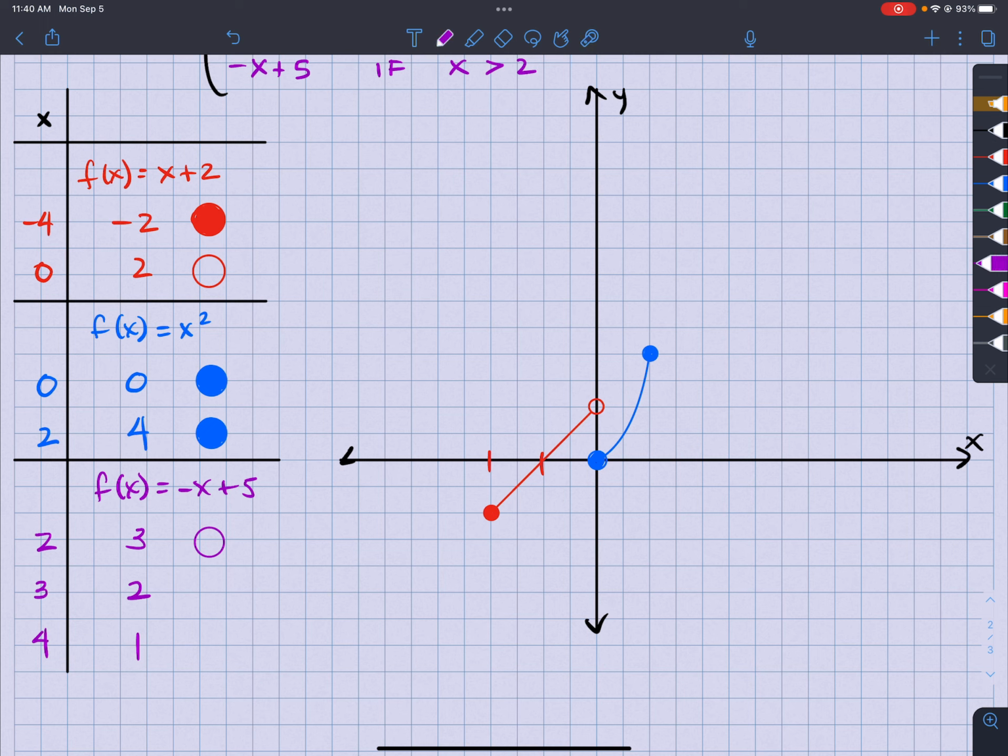All right, so purple. So at 2 is going to be 3. Oh boy. I picked a winner. So this is going to be an open circle.